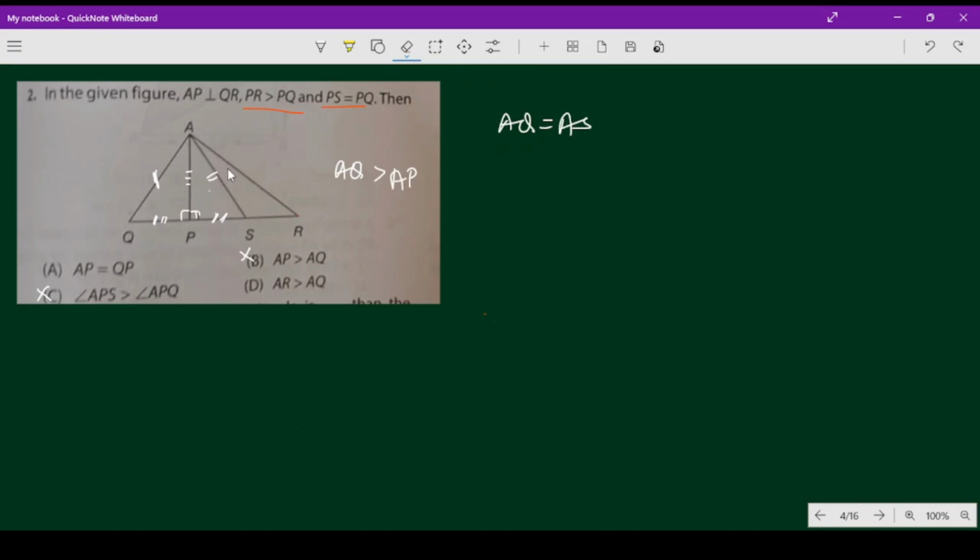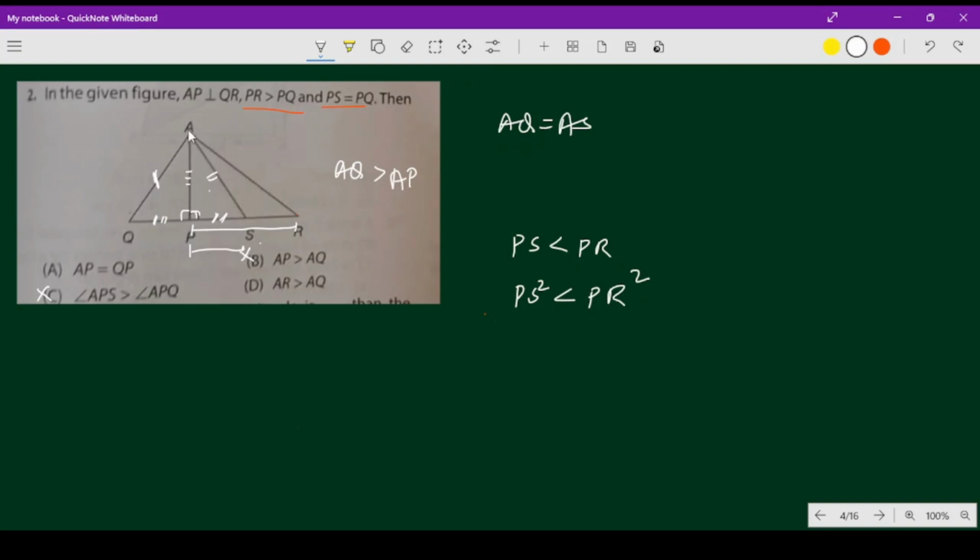If we find the relation between AR and AS, then that will be true for AR and AQ as well, because we got AQ and AS both equal. Now, over here, this PS is smaller than PR. As APS and APR are both right angle triangles, and as this is positive, if we take the square of this, it will also be bigger. So PS square is less than PR square.